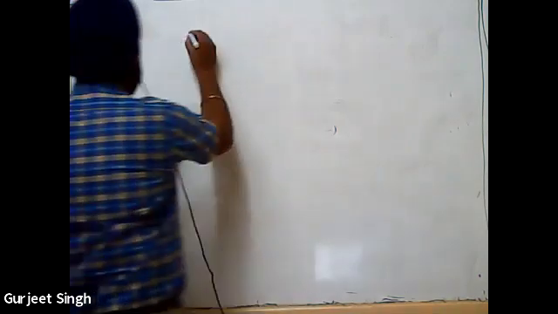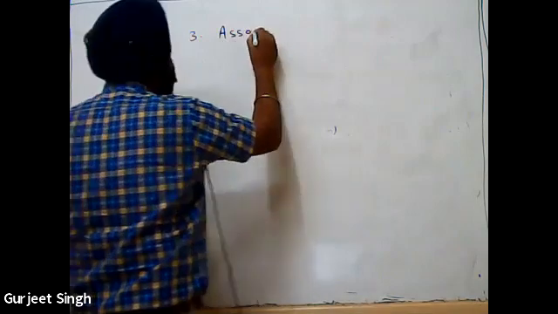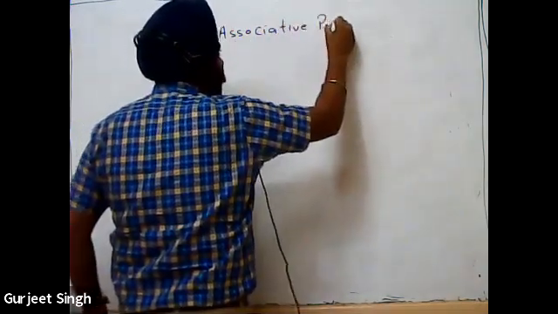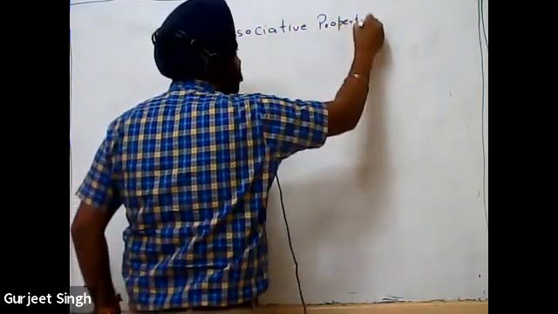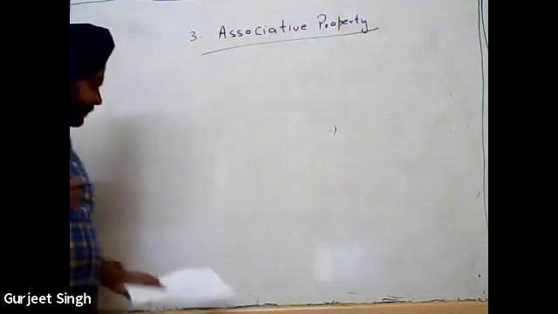Now moving toward the third property, which is called the associative property. The third property is the important property, the associative property of LTI system.